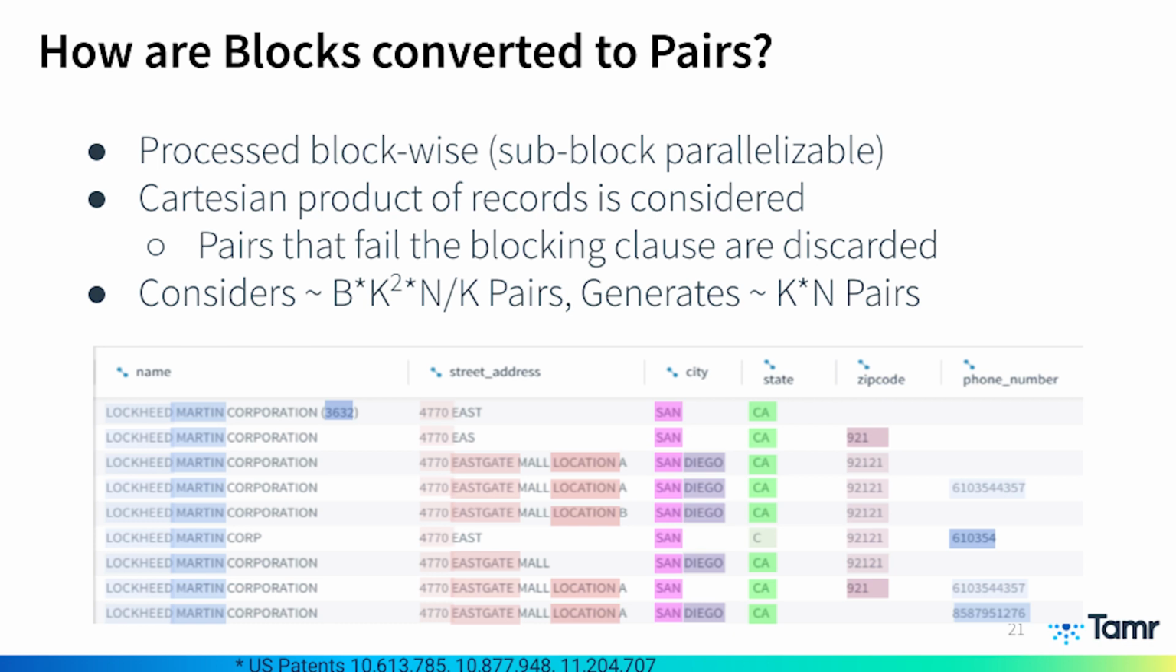Note that this is sub-block parallelizable, so we don't really care about a lot of skew in the size of blocks. We can still subdivide and process individual large blocks across multiple nodes in our scale-out compute infrastructure. So we consider quite a few pairs but then we only generate k times n pairs. And this makes that comparison part of the entity resolution problem order of n, the number of records, rather than n squared. This is a pretty phenomenal reduction in the amount of work that we need to do in order to perform entity resolution at scale.